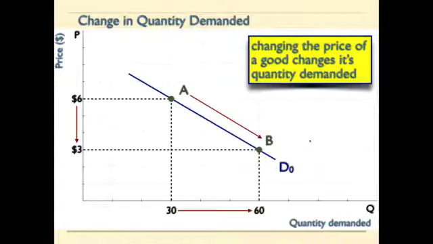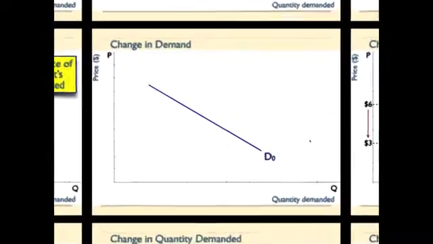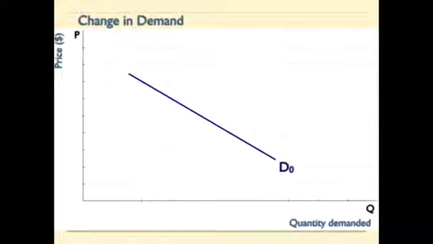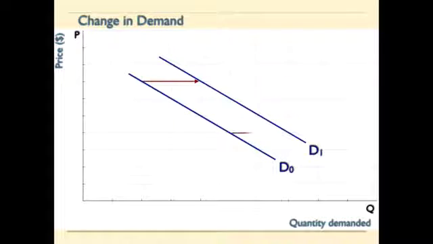Now this is different than change in demand. Change in demand means that the demand curve is physically going to change its location. So here I have a demand curve D0, and there's going to be some external change, not the price of this particular product, but some other external change that physically causes the demand curve to change its location. For example, the demand curve could shift to the right, and we have a new demand curve D1, which represents this external change.